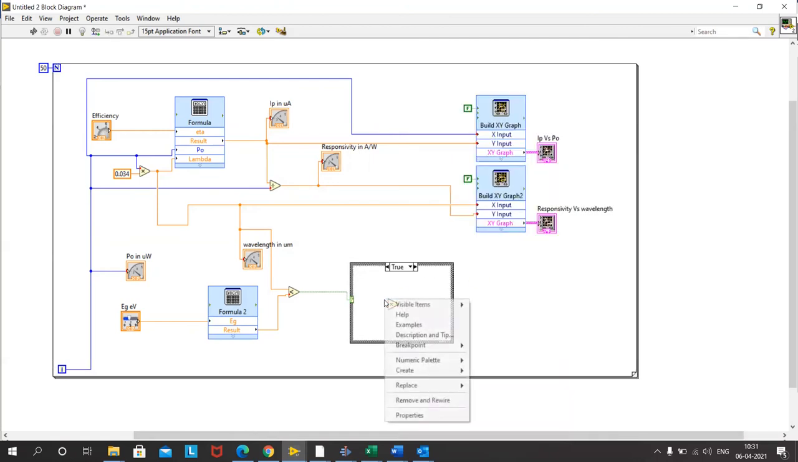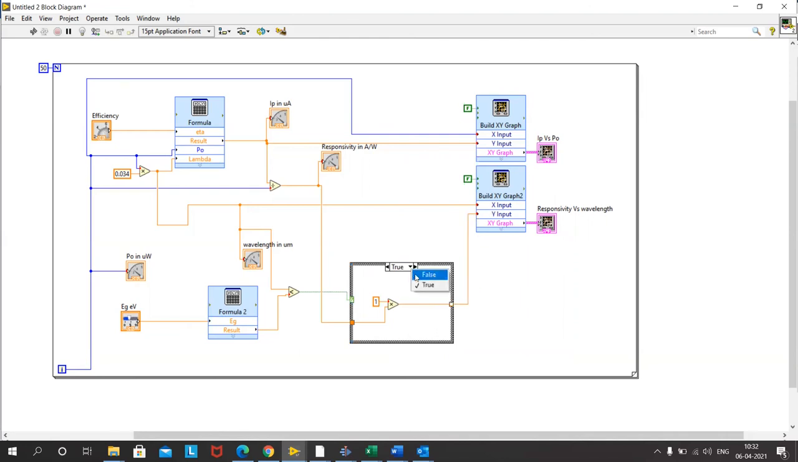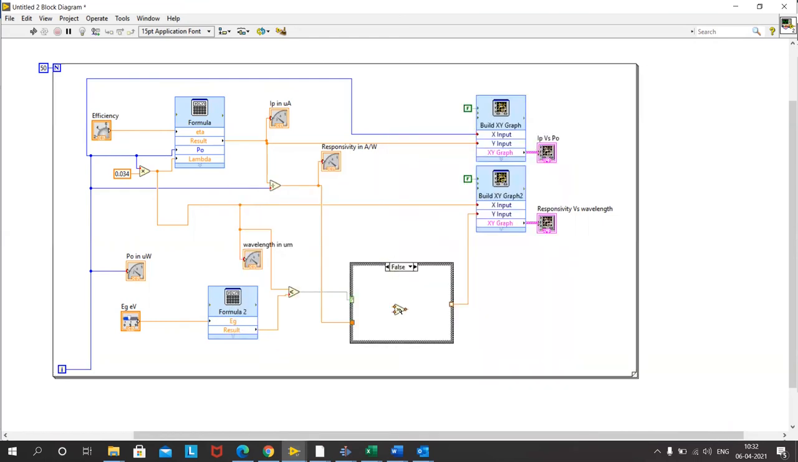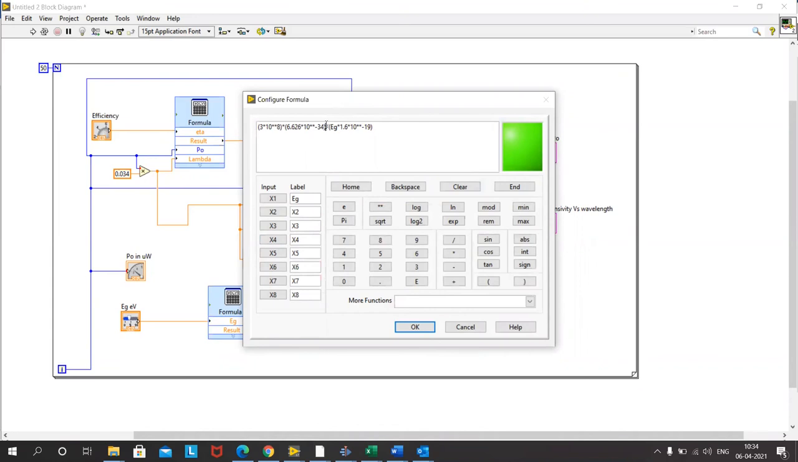The responsivity will be what we have calculated, multiplied by a constant 1, and now we'll remove this patch. In case it is false, the system will be transparent and there will be no response, so responsivity will be zero. So we'll again use the multiplier, connect the responsivity, and this time the constant will be zero. The unit of the wavelength is in meters, so we need to multiply it by 10 to the power of 6 to convert it into micrometers. That will help us do the comparisons.